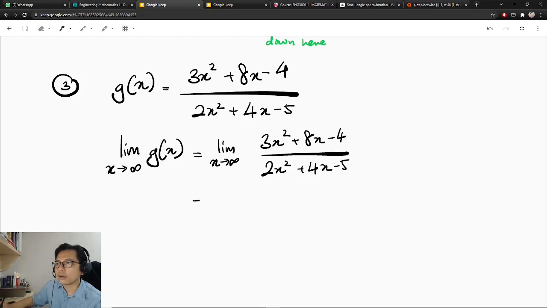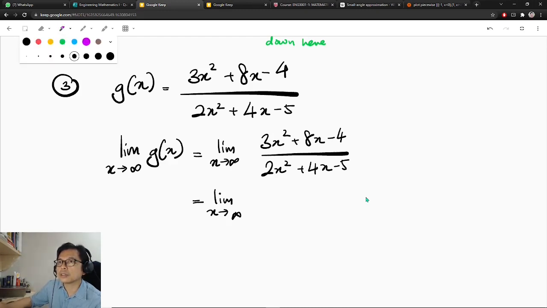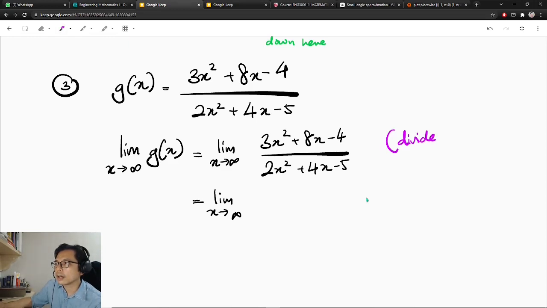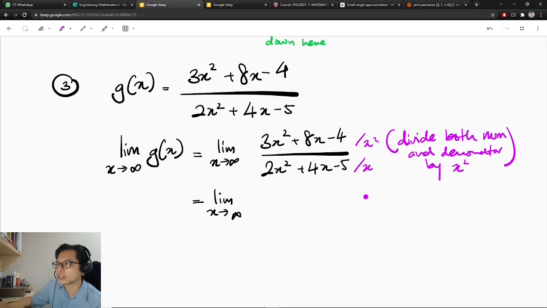One way we can do is we divide both numerator and denominator by x squared. Basically what we're doing here is up here we divide by x squared and down here we divide by x squared. I can do this because this is the same as multiplying by 1, x squared up here, x squared down there.